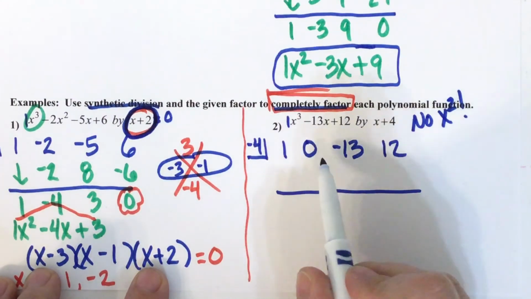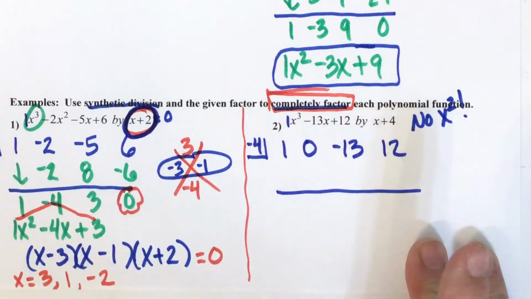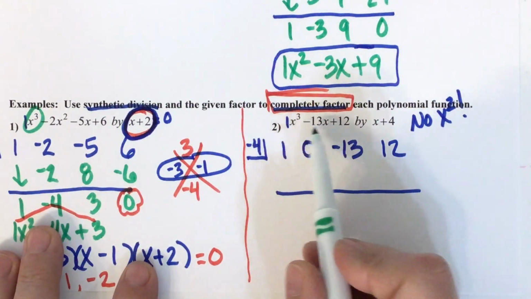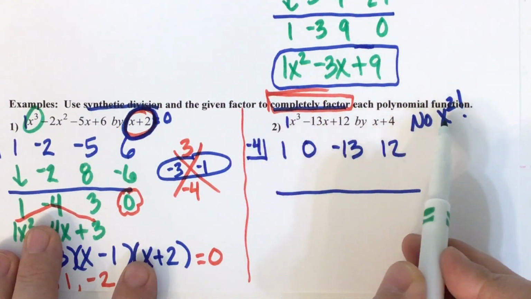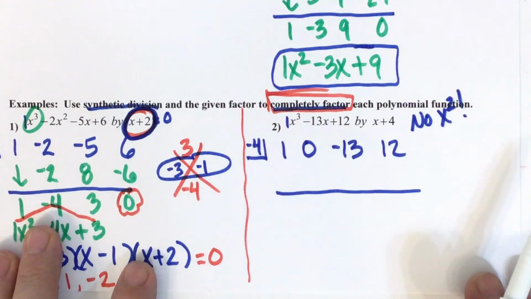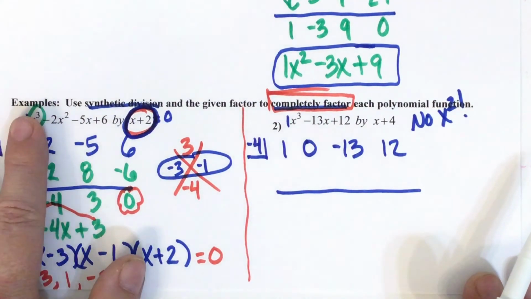So this little 0 is going to get some of you. So just make sure that there's always everything underneath. X cubed, x squared, x, constant. And if it's missing something, you have to put in zeros.